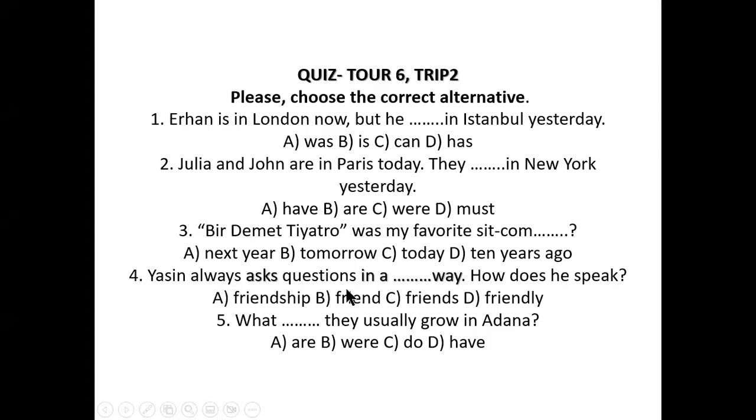Yasin always asks questions in a blank way. How does he speak? Yes, in a blank way. A, B, C, D. Friendly, adjective, in a friendly way. What plant do they usually grow in Adana? So do is true here. What do they usually grow in Adana? They usually grow cattle in Adana and watermelon in Adana. They usually grow watermelon in Adana.